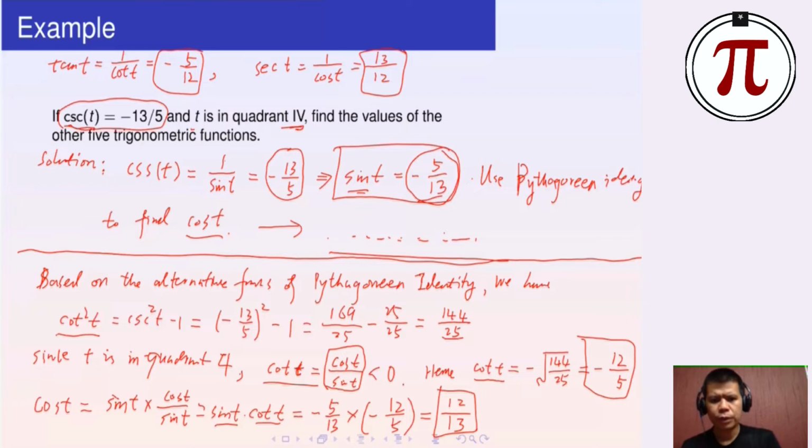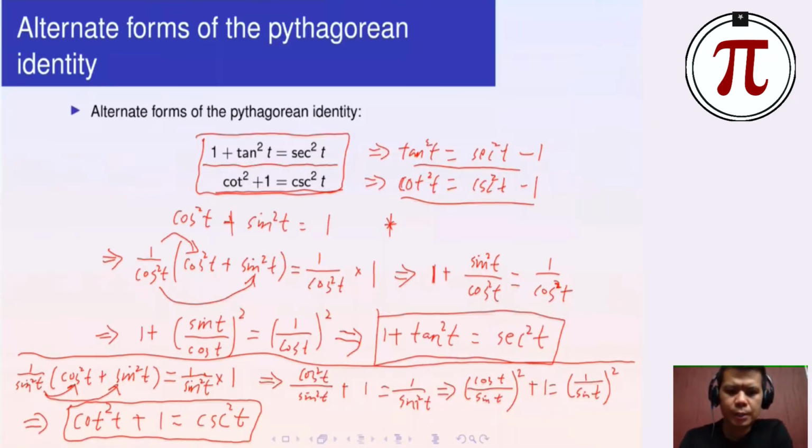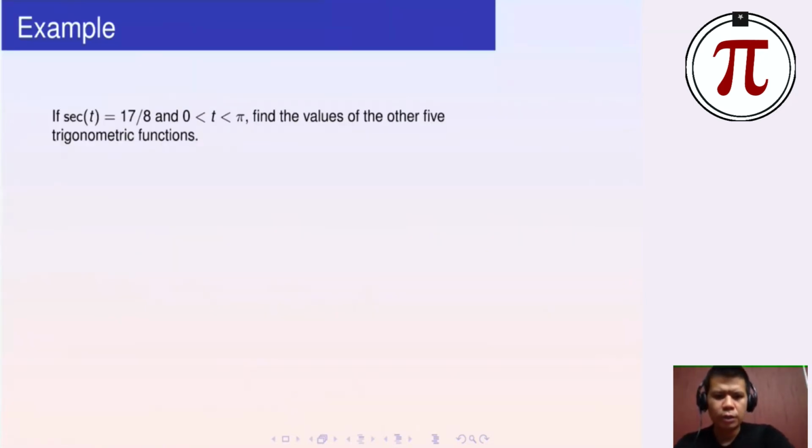Now these are other forms of the Pythagorean identity. All right, so 1 plus tangent squared equals secant squared, right? And 1 plus cotangent squared equals cosecant squared. Okay. Now, let's say this. Could you please go ahead and solve this question?